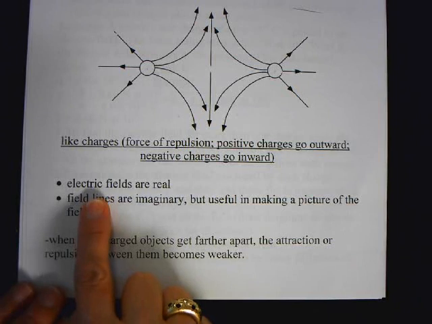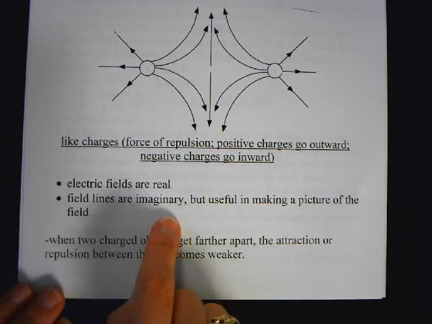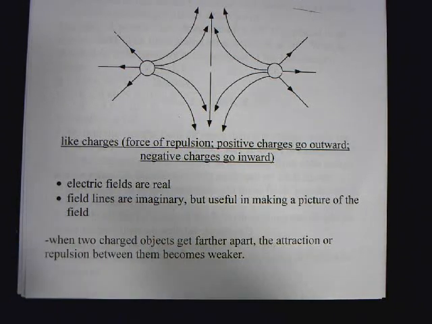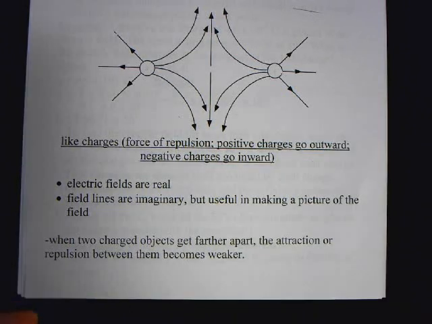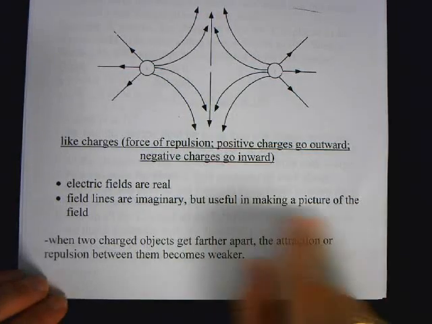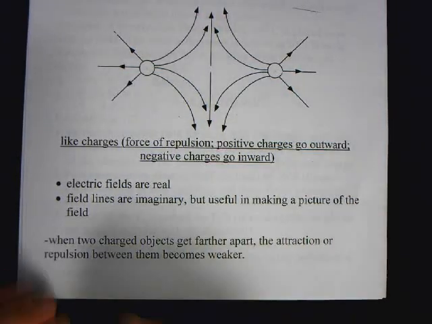So first of all, electric fields are real, but the field lines are imaginary. This is exactly like magnetic fields. If you learned about magnetic fields in astronomy or another class, we know that magnetic fields exist, but again, you can't see the lines. But the picture helps us to see what's going on.